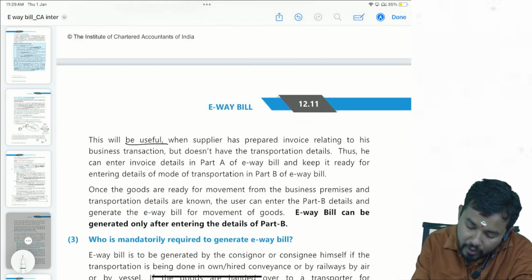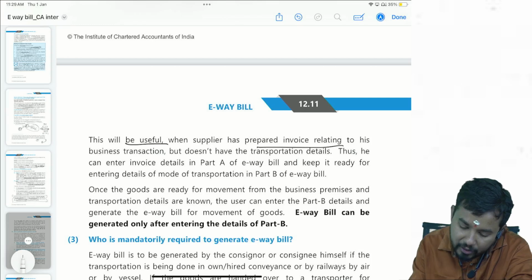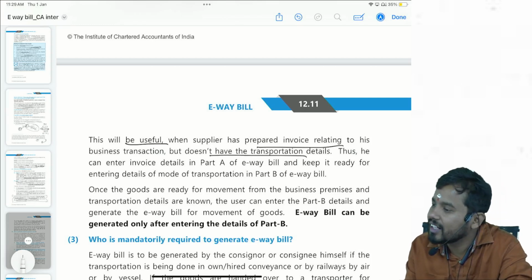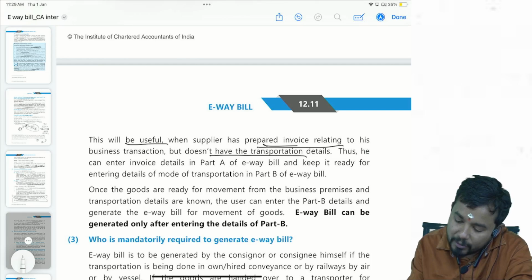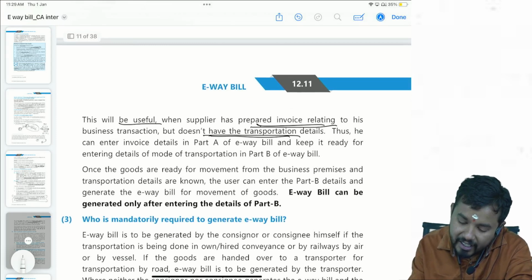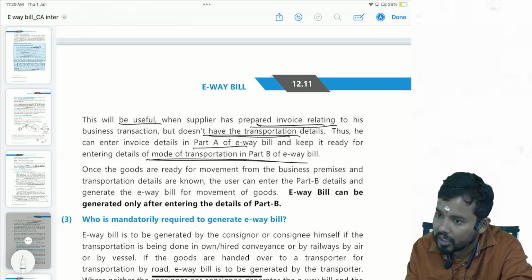This will be useful when the supplier has prepared an invoice relating to its business transaction but does not have the transporter details. Generating Part A alone, when will it be useful? When the supplier has prepared the invoice but doesn't have the transportation details. Thus he can enter invoice details in Part A of the e-way bill and keep it ready for entering the details of mode of transportation in Part B of the e-way bill.